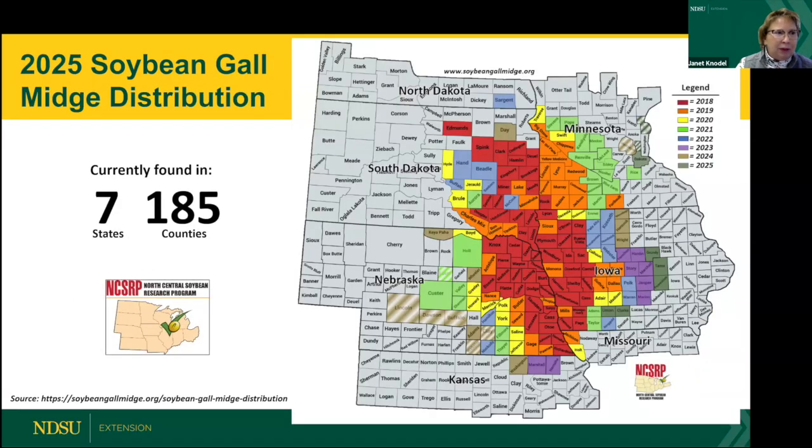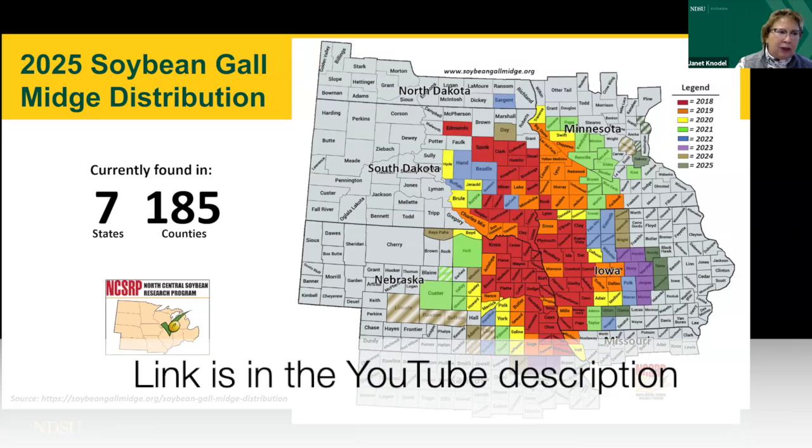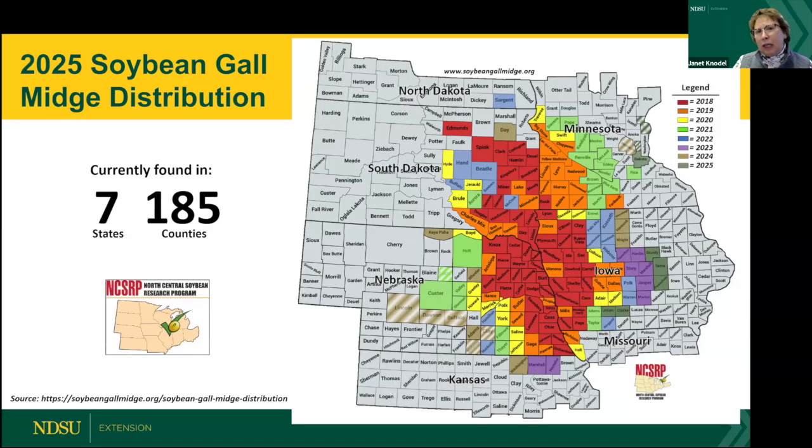Here's the current map of the distribution. We have a multi-state project where we've been surveying for this for several years. And right now it's found in 7 states and 185 counties. In North Dakota, you can see it was found in Sargent County near Gwinner in 2022. And then we're bordered on the eastern side there of Richland County and the South Dakota border. We're bordered with soybean gall midge infested counties, so we are very concerned with it becoming more common in North Dakota.